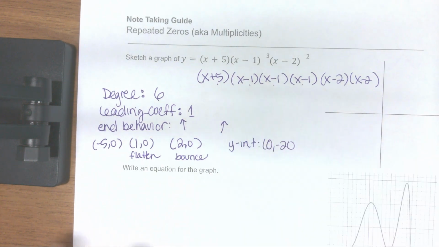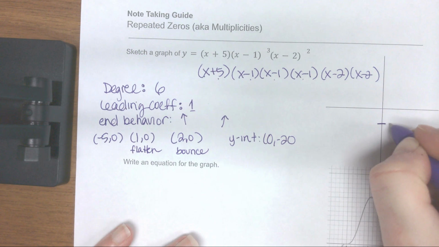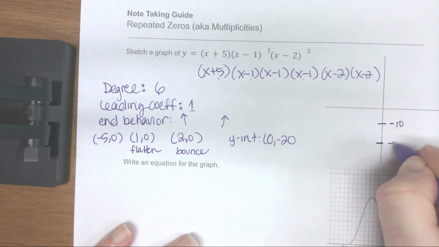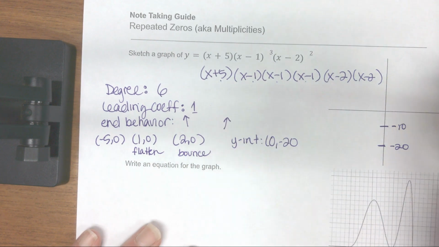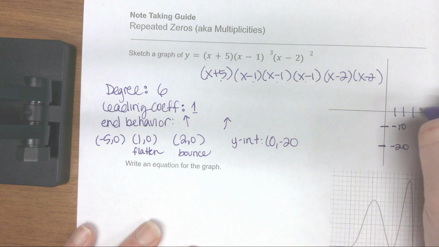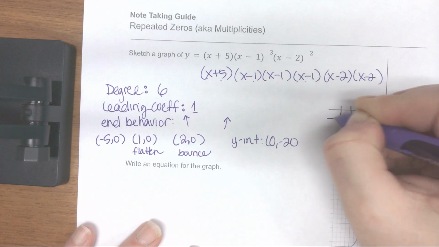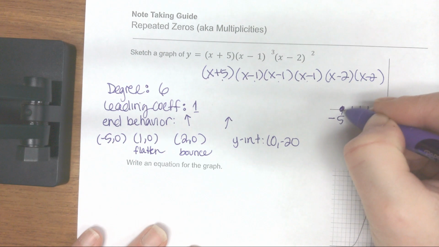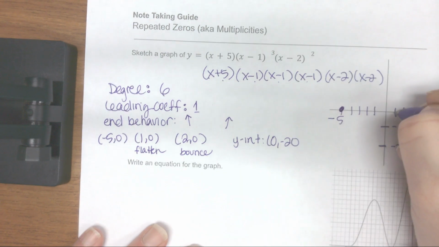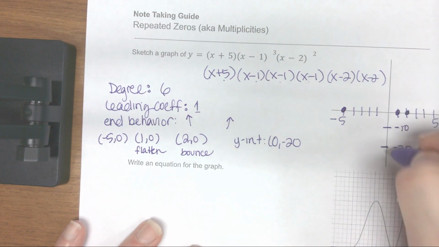All right, let's do some work. For -20, I'm gonna make this be -10 and this be -20, just because I can really do what I want on a sketch as long as I label my points. I can make the scale work for me. So let's then go 5 to the right, and then 5 to the left, and let's put our dots on, okay? So we need one at -5, we need one at 1, 0, we need one at 2, 0, and then we need a y-intercept at -20.